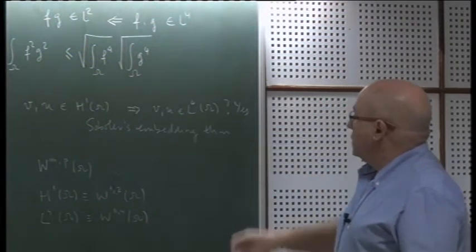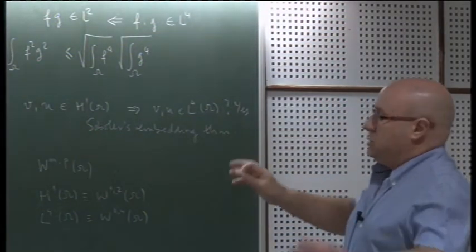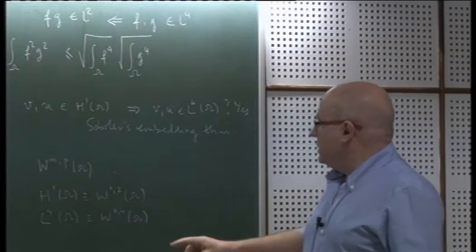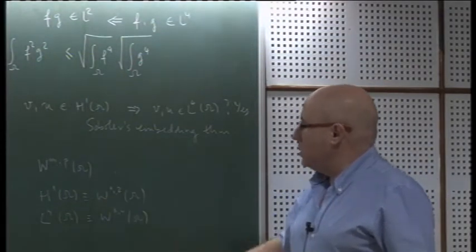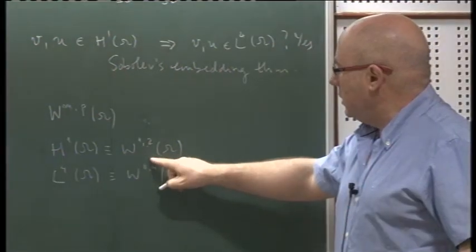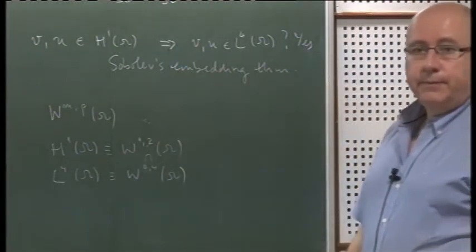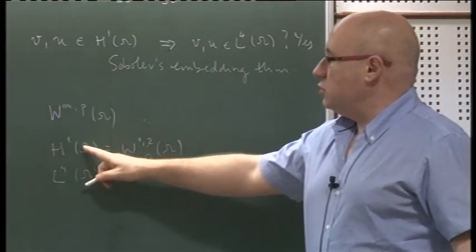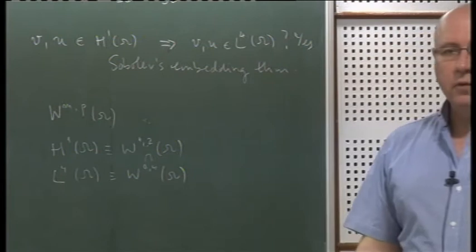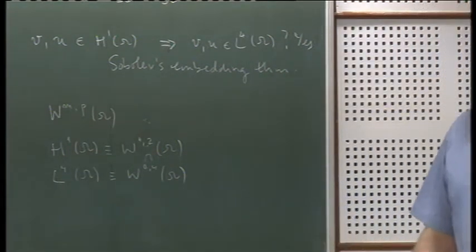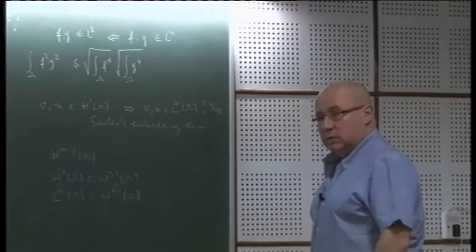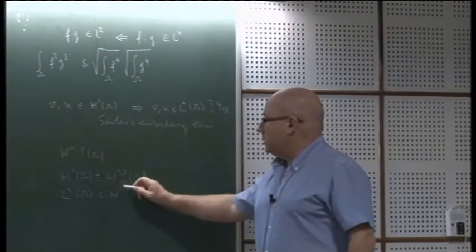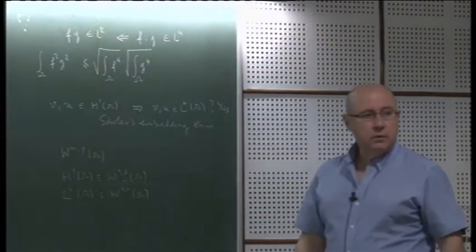One of the very particular cases of Sobolev's embedding theorem is that H1 is included in L4. So if I have a function that belongs to H1, then it automatically belongs to L4. In fact, in 2D, it can be shown to belong to L6, but what matters is that it belongs at least to L4. Is it clear?